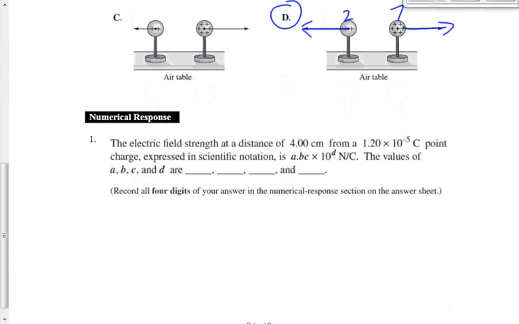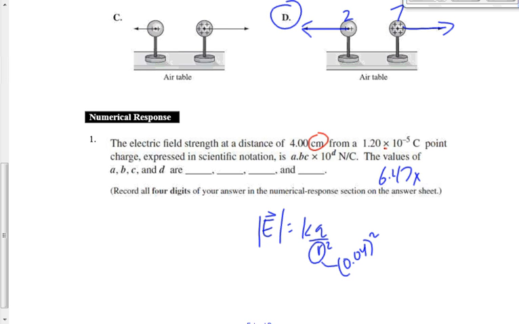Numerical response. We started off with a pretty easy numerical response one here. Electric field, a distance of 4 centimeters. We circle that because we want to remember to convert that to meters. From this point, charge is what? It's a straightforward equation. E is equal to KQ over R squared. So make sure you make R 0.04 and square that as opposed to just 0.4 or just 4. The answer there for number 1 works out to be 6.47 times 10 to the 7 newtons per coulomb. And we're going to express that as 6.47.